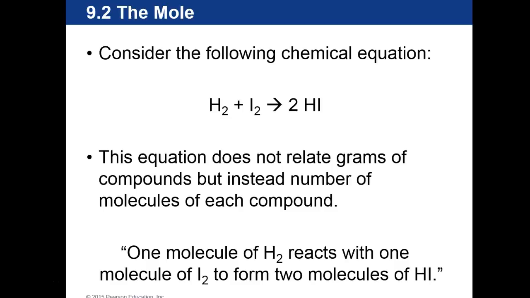So let's consider the following chemical equation. This equation does not relate grams of compounds, but instead the number of molecules of each compound. So what this reaction is stating is that 1 molecule of H2 reacts with 1 molecule of I2 to form 2 molecules of HI. You can see that we have 2 hydrogens, and here are 2 hydrogens. We've got 2 iodine, which when you put the big 2 in front of it means there's 2 H's and 2 I's.